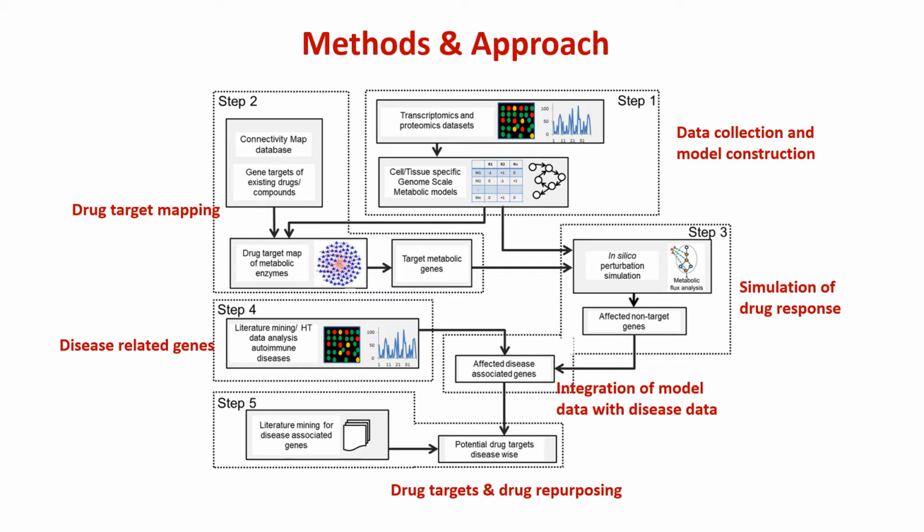In step 3, we simulated response to drugs or compounds in the model by performing inhibition analysis and finding altered fluxes. In step 4, we analyzed transcriptomics data of patients and identified differentially expressed genes and compared them with flux patterns under gene inhibition. Finally, we used a scoring method and ranked and identified drug targets and repurposable drugs.